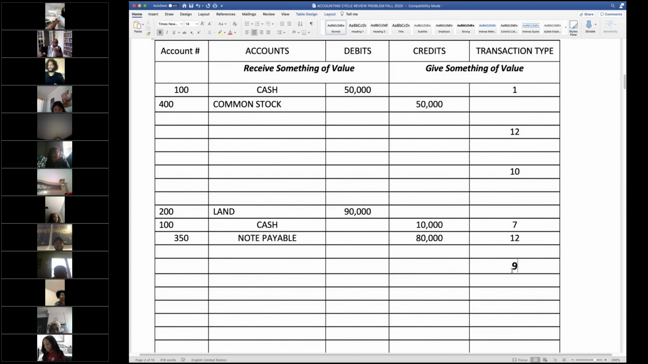You can go to the store and use your debit card and buy something. Boom, your cash is gone. That's the type 7. If you use your credit card, that's a type 12. You haven't paid cash yet. You got to pay cash later. So 7, debit card; 12, credit card. Okay.